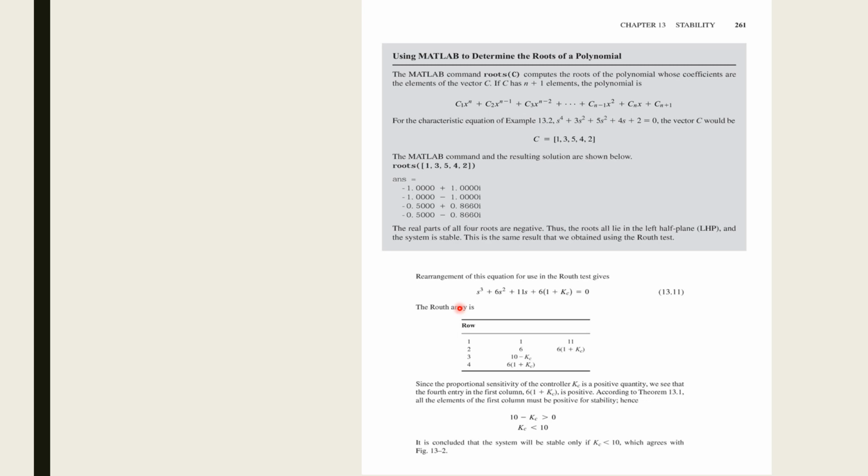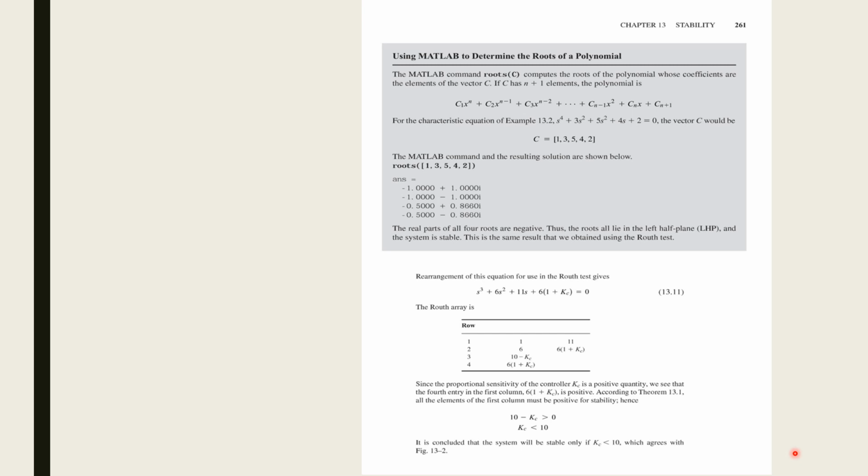So we will then see what this is in terms of Kc. The Kc is not given, so it's asking what Kc will make it stable. In this case, if you apply the Routh analysis, you get these values in the first column, and the positiveness or negativeness will depend on the value of Kc. For the system to be stable, Kc has to be less than 10. If it's less than 10, then everything will be positive. So the system is stable only if Kc is less than 10.